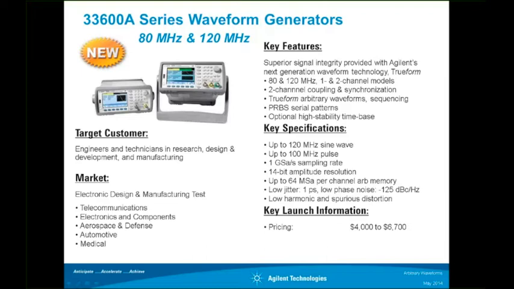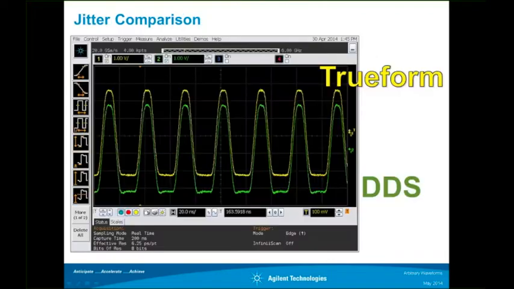Some of the key specifications are that not only can we go up to 120 megahertz with a sine wave, but we can actually go up to 100 megahertz with a pulse waveform, which is at least double what our competitors in the same price range can do. We have 1 gigasample of sampling rate and 14 bits of amplitude resolution. So all of this performance upgrade and additional features for a very competitive price of $4,000 to $6,700.